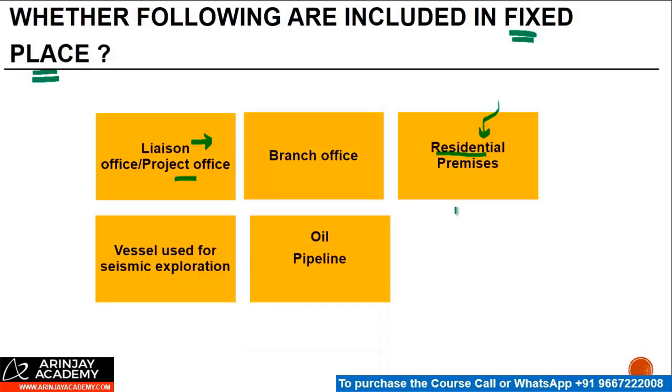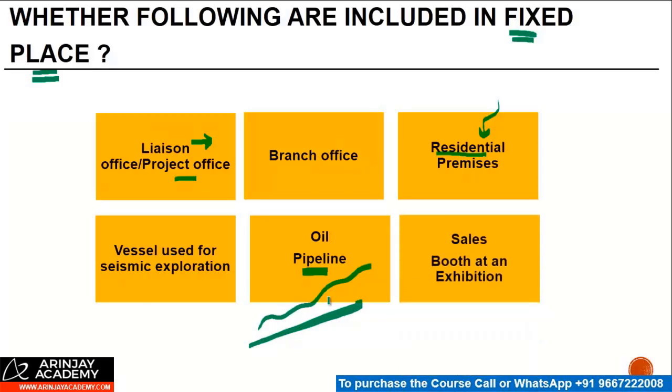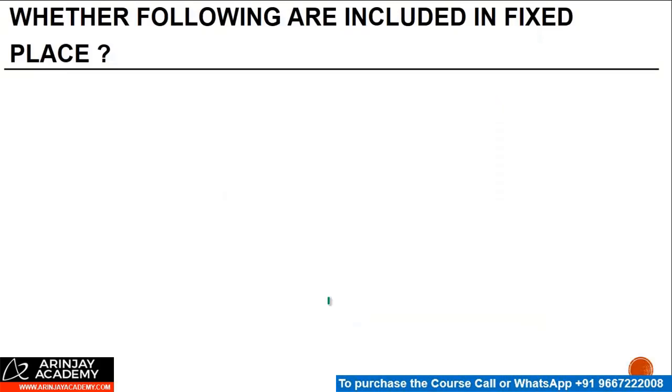Oil pipeline. Now this pipeline may run under the sea, through different parts of the country and all, right? Would it constitute a PE? Yes, because the pipeline is a fixed one, right? So what if it is covering a large amount of area? It is fixed to the place where it is, right? Sales booth at an exhibition, if you are concluding sales from this, then obviously it's a fixed place of business.